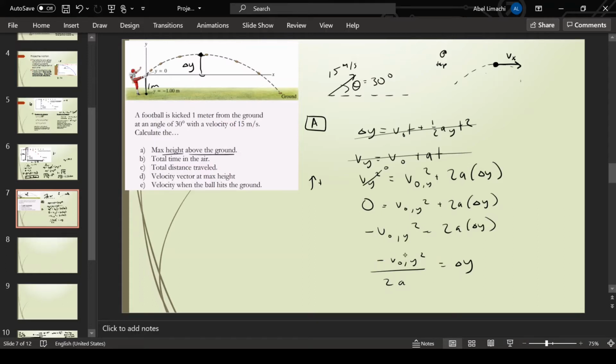How do we figure out what v initial in the y direction is? So we can square it, divide it by 2a, and we can get this y direction. Well, remember, we are given this initial velocity right here, 15 meters per second, and we're given this angle.